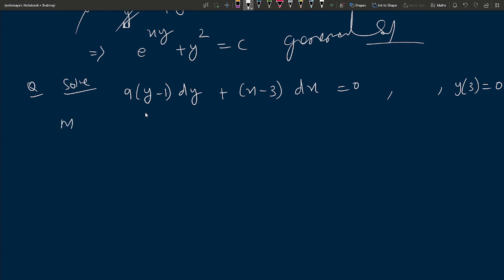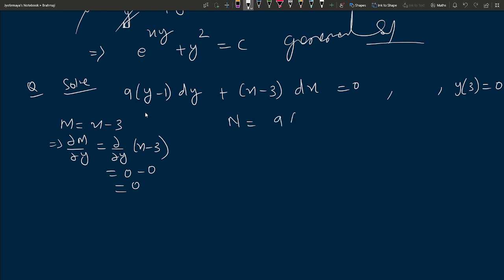Now see, what is m? M is what is multiplied with dx, that is x minus 3. So del m by del y, partial derivative with respect to y, so x is constant. If x is constant, what will be its derivative? X is constant, derivative 0, 3 is constant, derivative 0, so this is 0. Now what is n? That is what is multiplied with dy, 9 into y minus 1. Now you will find del n by del x.